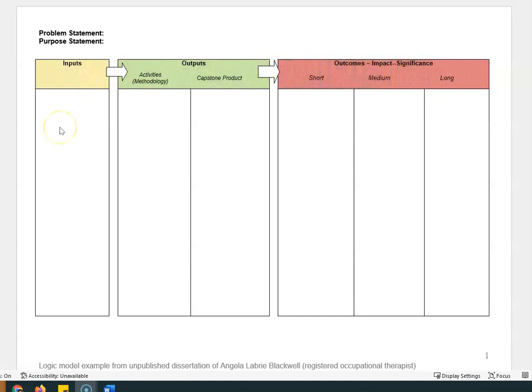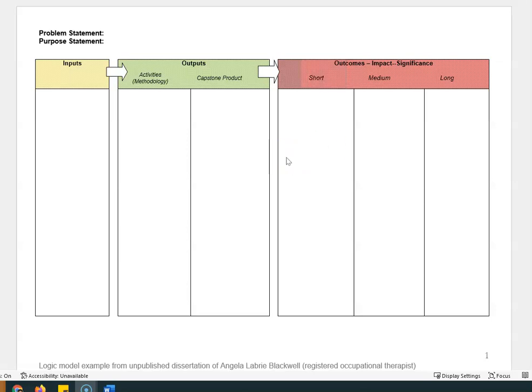Inputs are the things you need to be successful with your capstone project. Outputs are your methodology and your capstone product. And the outcomes are what you expect to be the result of your capstone project, why it's significant.